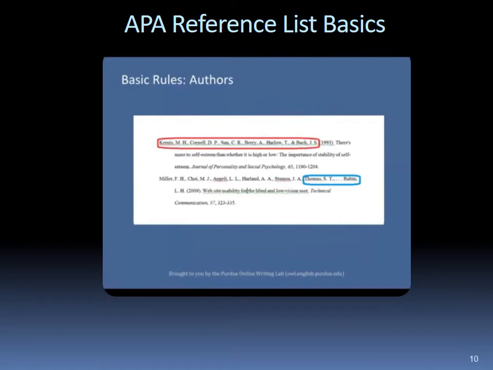Authors' names are inverted, last name first. As in the example circled in red, give the last name and initials for all authors of a particular work for up to and including 7 authors. If the work has more than 7 authors, as in the example circled in blue, list the first 6 authors and then use ellipses after the 6th author's name. After the ellipses, list the last author's name of the work.